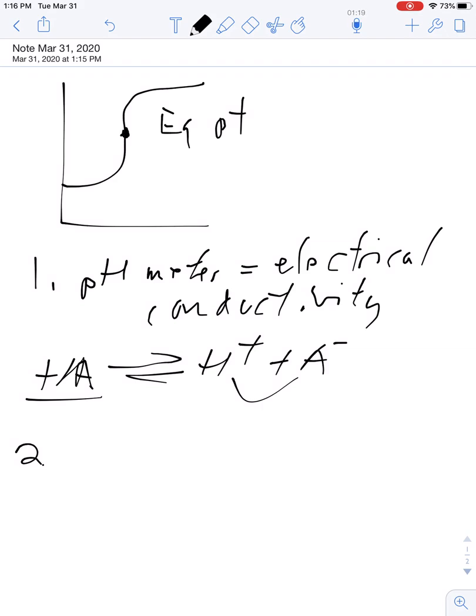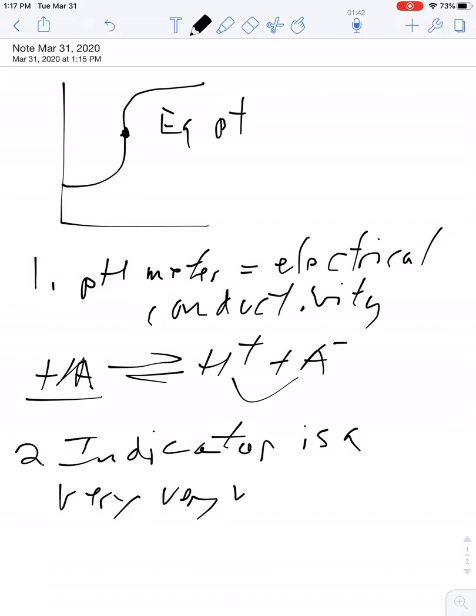This is more in the olden days. They're still used, but I think they're not as accurate as pH meters. So I'm going to define an indicator. An indicator is a very weak acid. I mean very, very weak acid, weak to the point of it being like 10 to the negative 40th for the Ka. It's an acid, so I'm going to write it as HIn.